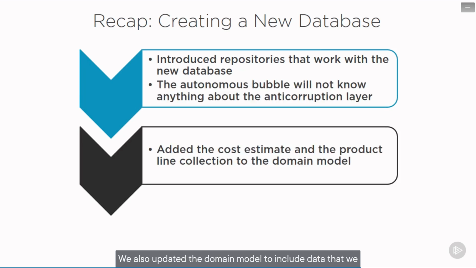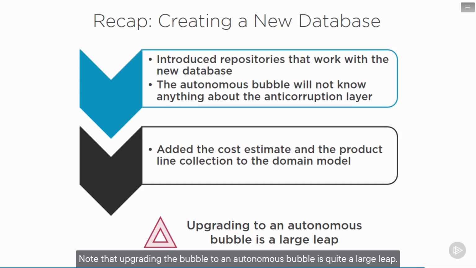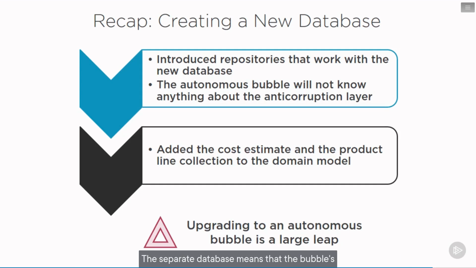We also updated the domain model to include data that we didn't have to include previously, the delivery cost estimate and the collection of product lines. All in all, the presence of its own data has made the Bubble more scalable. It's now much easier to scale and evolve it, as we are free to introduce data that is not present in the legacy system. Note that upgrading the Bubble to an autonomous Bubble is quite a large leap. The separate database means that the Bubble's maintenance cost will increase significantly. But if you have long-term plans for this project, the leap is worth it. It's an investment that will pay off in the long run.